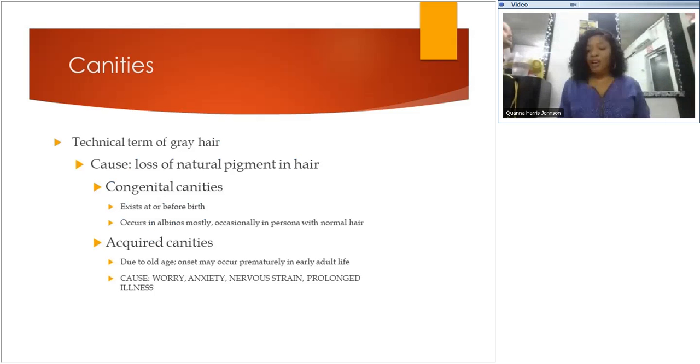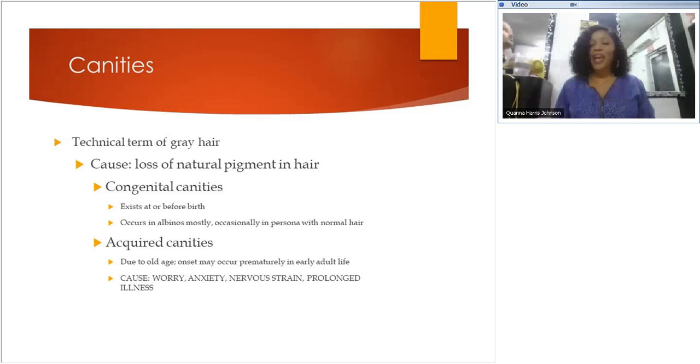Now, the first hair disorder that we will be looking at is called canities. You may be asking yourself, what is canities? Canities is actually the technical term for gray hair. So gray hair is caused by the loss of the natural pigment of the hair. Pigment is the color matter in the hair. Pigment gives the hair its color.